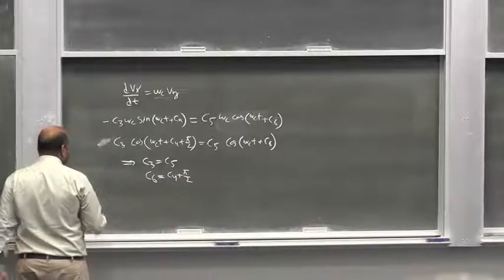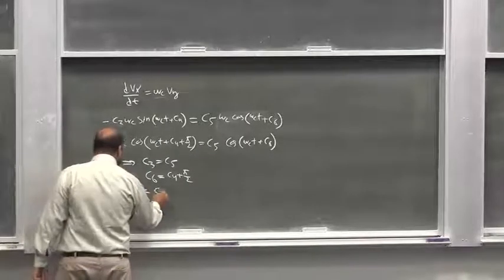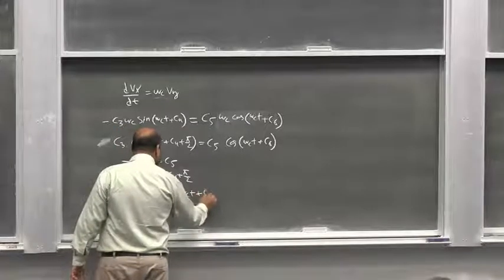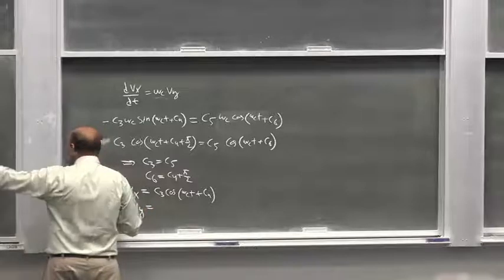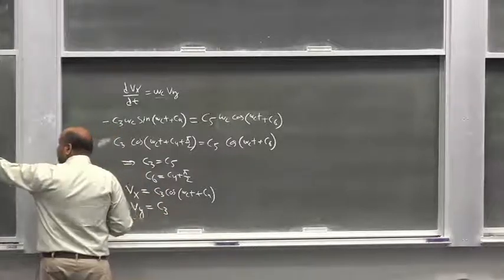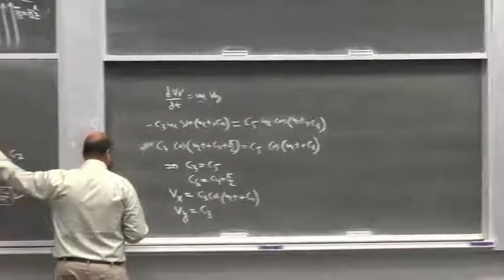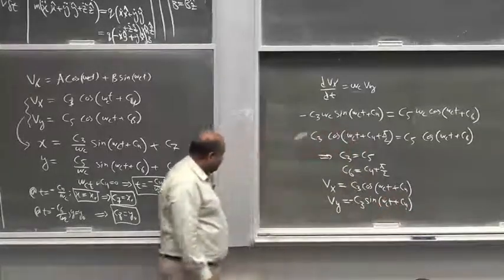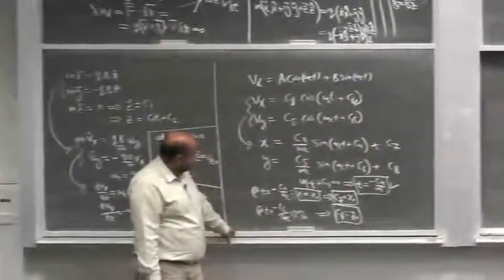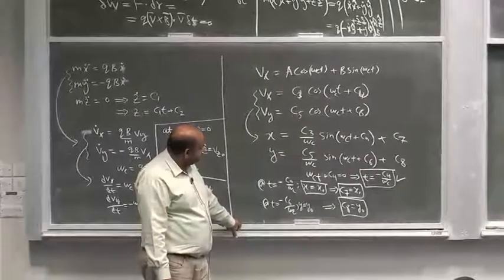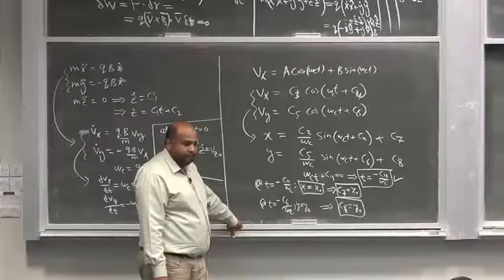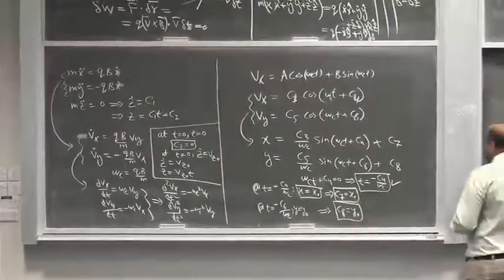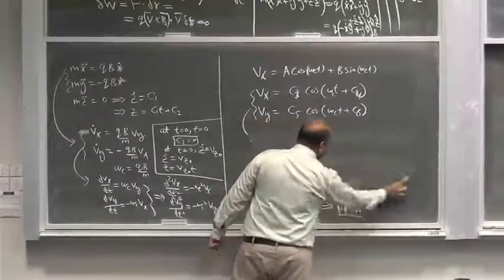So this makes our expression for Vx, let's say, C3 cosine of omega c t plus C4. And Vy becomes, C5 is now equal to C3, cosine of omega c t plus C4 plus pi by 2, which is equal to minus C3 sine of omega c t plus C4. So actually, let's do this part again. We will be able to have more definitions that are easier to visualize, with a fewer number of constants.